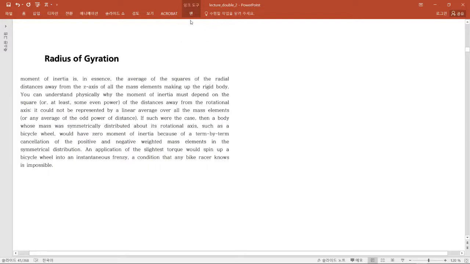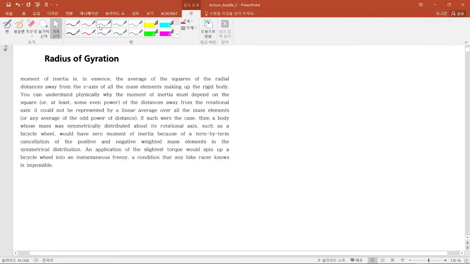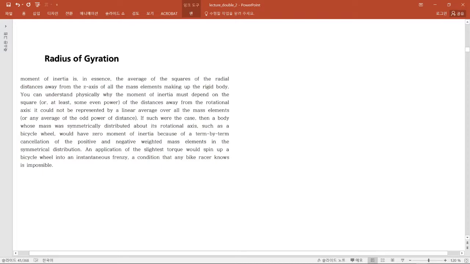So this is just a concept. This is just to explain the nature of moment of inertia. Moment of inertia is the average of the squares of the radial distance. Remember, the dimension of I is mass times distance squared, away from the z-axis, for all the mass elements making up the rigid body. So you can understand why it has to be L squared.